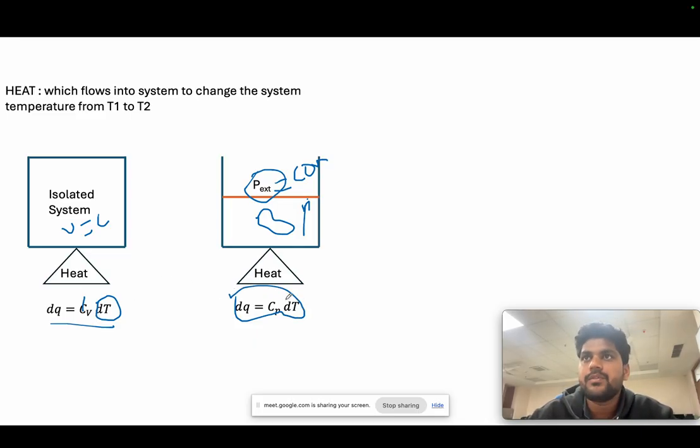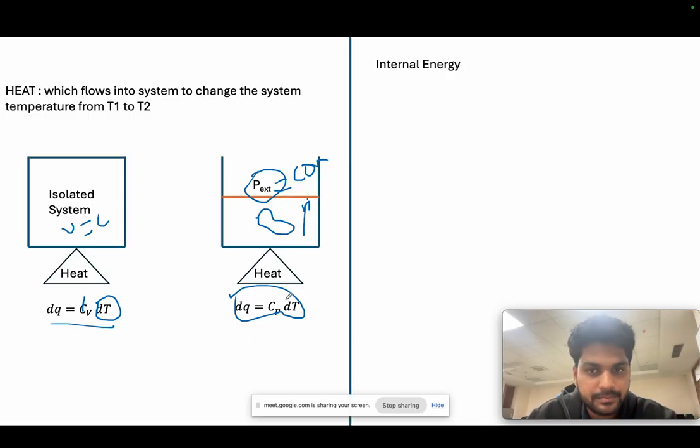If I say we have a constant volume process, it means there is no change in the volume, and it can be an isolated system. If I say it is Cp dT, it says that we are not changing any pressure; it is just changing with the heat, and the volume of it is changing. So that's why we write dq equals Cp dT.